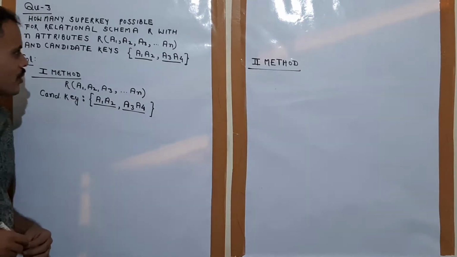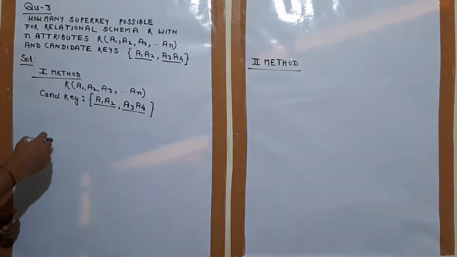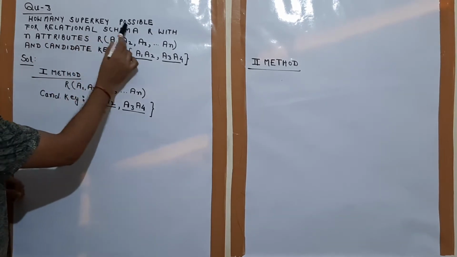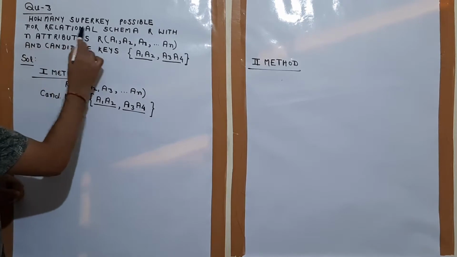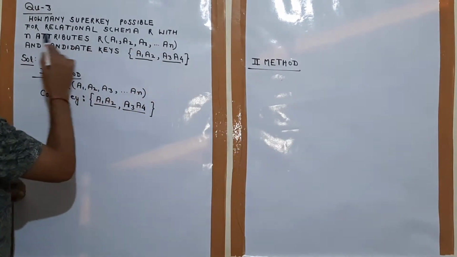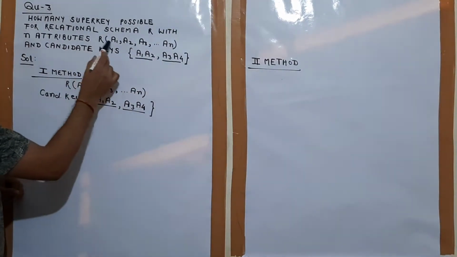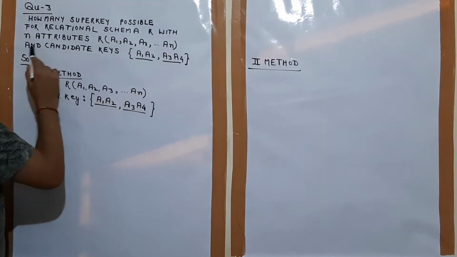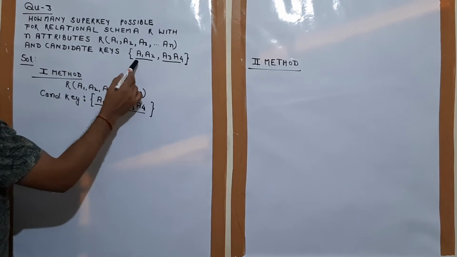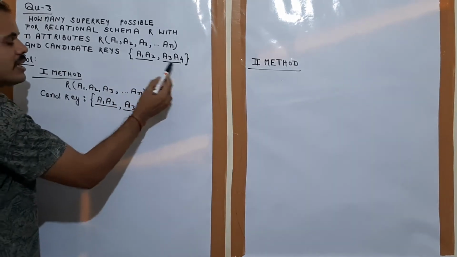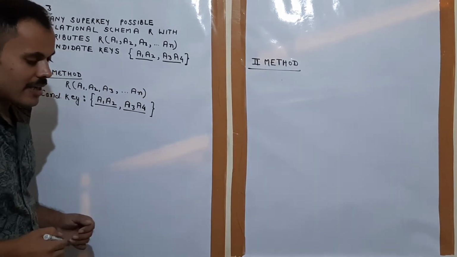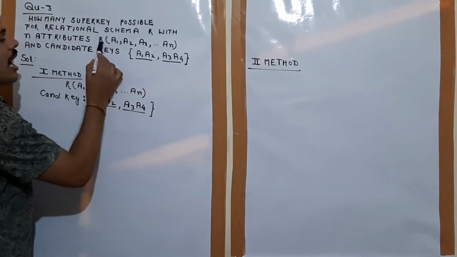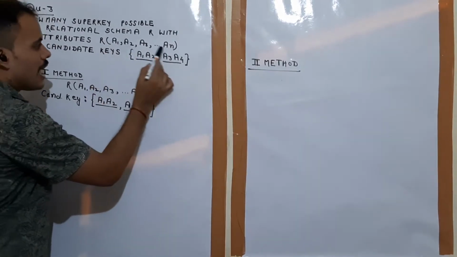Now let's see question number 3. Question number 3 is asking how many super keys are possible for a relational schema R with n attributes A1, A2, A3 to An, and candidate keys A1, A2 and A3, A4. It is given that a relational schema R has a set of n attributes.